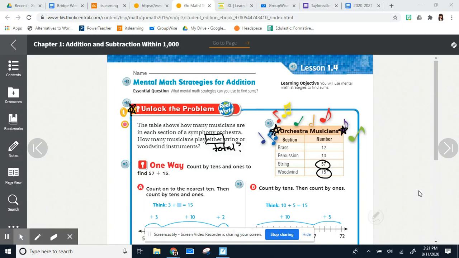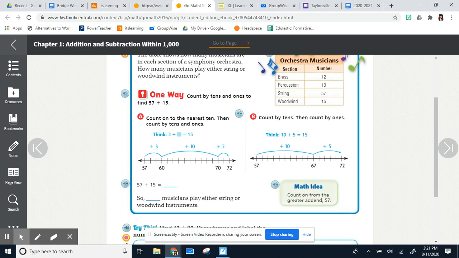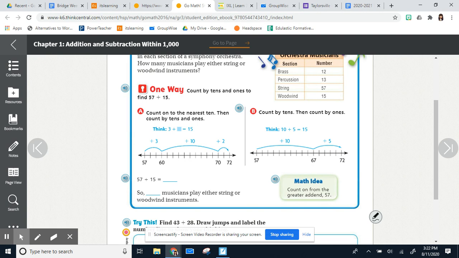All right. So what we're going to do here, we're going to add 57 and 15 together. And this time we're going to count by tens and ones to find 57 plus 15. And we are using a number line. So there's two different ways we can do this. We can count by ones and tens in any order. So that's what they did here. Notice that 3, 10, and 2 all add up to 15.